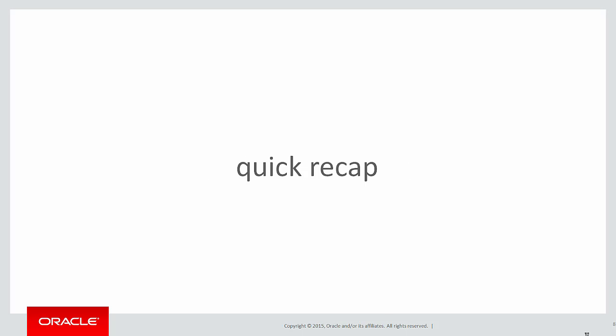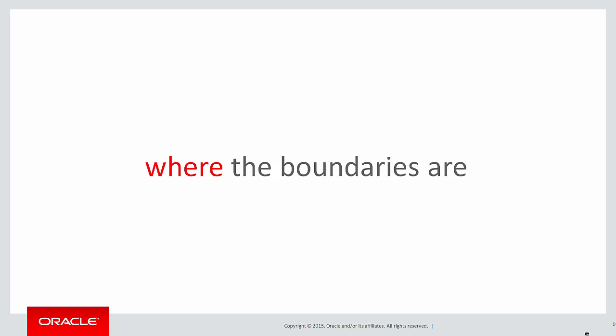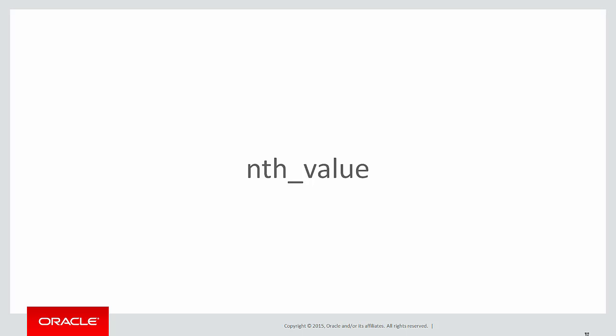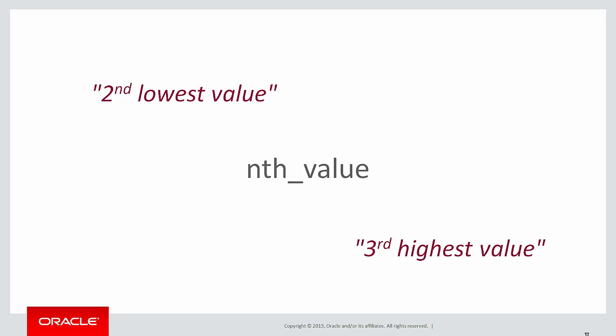A quick recap on the last lesson. We looked at where the boundaries are and how to explore within those boundaries. We looked at the nth value function. And the reason that was important is sometimes we want to find not the lowest value, but the second lowest value in the window, or perhaps the third highest value in the window. And nth value let us explore those facilities.